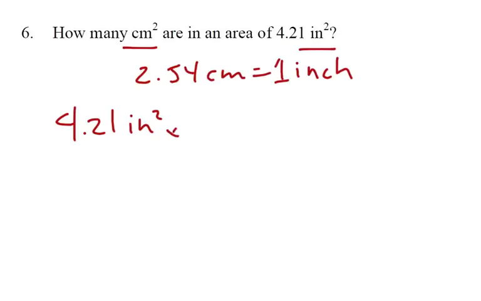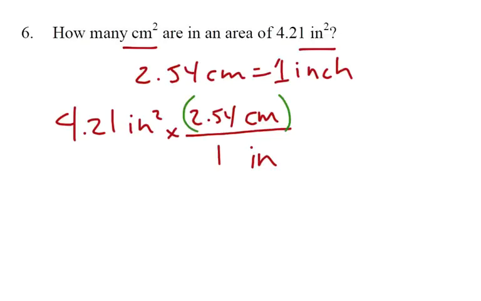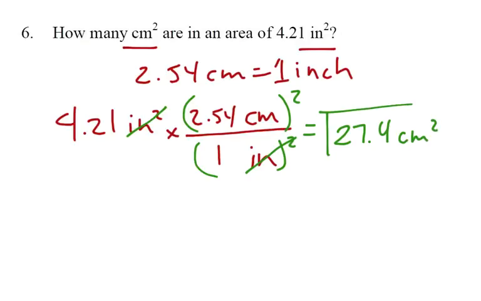square inches, and we want to change inches into centimeters. But what we're going to do in this case is square the top and the bottom. That way we have square inches, and we're going to end up with square centimeters. So when we get all done, it's 4.21 times 2.54 times 2.54, and we get an answer of 27.4 square centimeters. So that's a little odd, but that works.